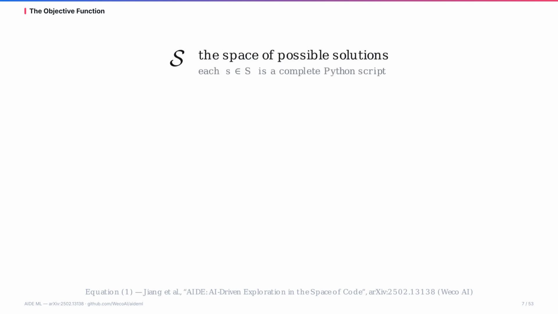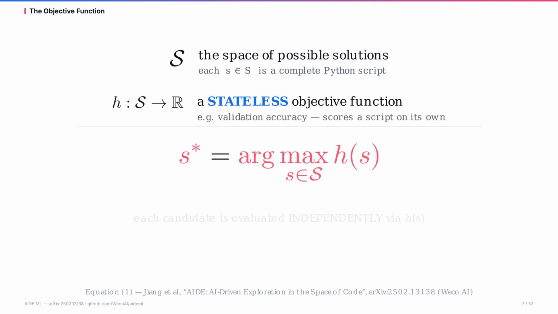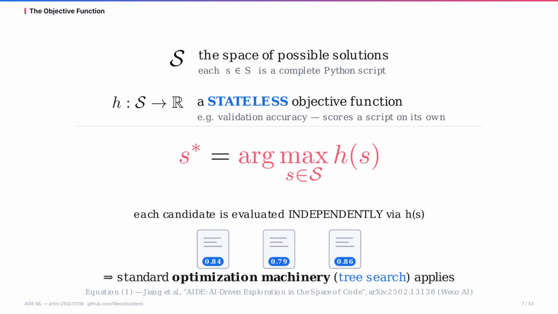Formally, the goal is simple. Let S be a space of possible solutions, where each solution is a Python script. Let h be a stateless objective function that scores a script, for example, validation accuracy. We want to find s star, the script in S that maximizes h(s). Because each candidate can be evaluated on its own, we can use standard optimization machinery. This is the whole conceptual foundation of AIDE.